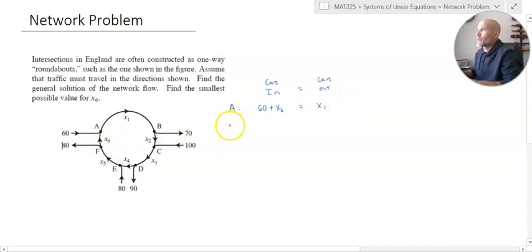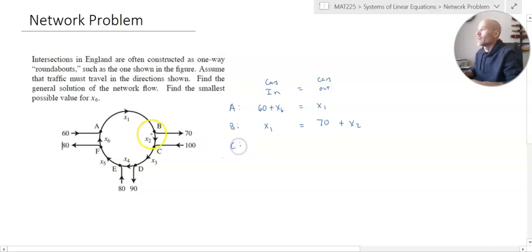Now we'll repeat the same thing for each of those intersections. So for B, how many do we have coming in? Well, the only arrow pointing into B is x1. So we have x1 cars coming in, and the total cars going out is going to equal 70 plus x2. So the number of cars coming in has to equal the number of cars coming out. In this case, they split off into two different directions. So this is going to be 70 plus x2.